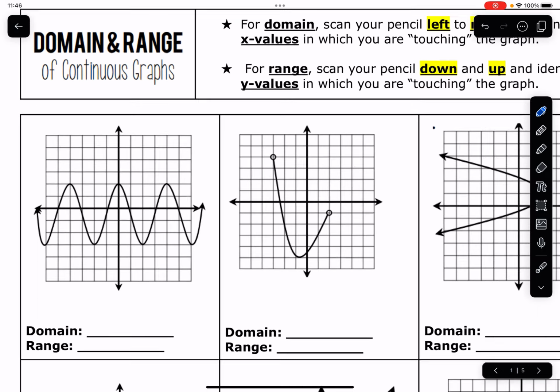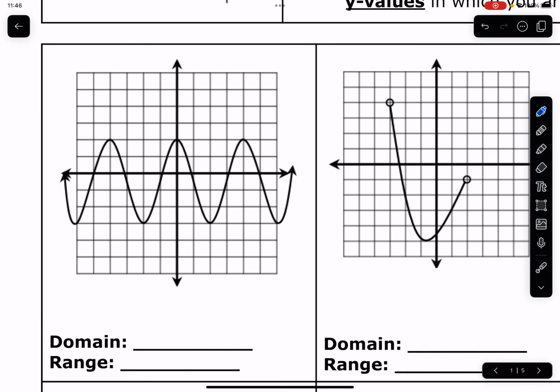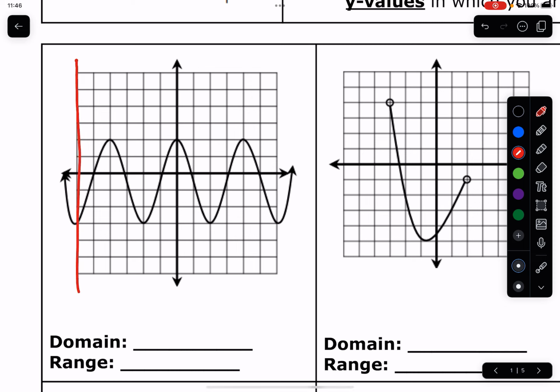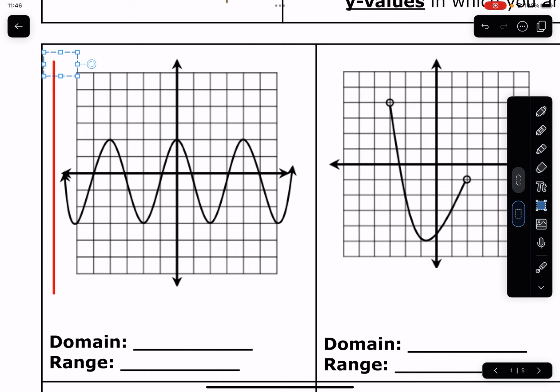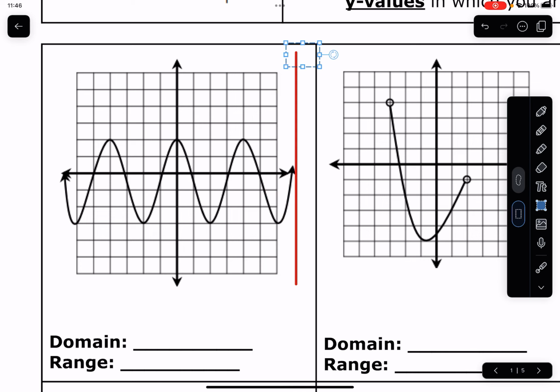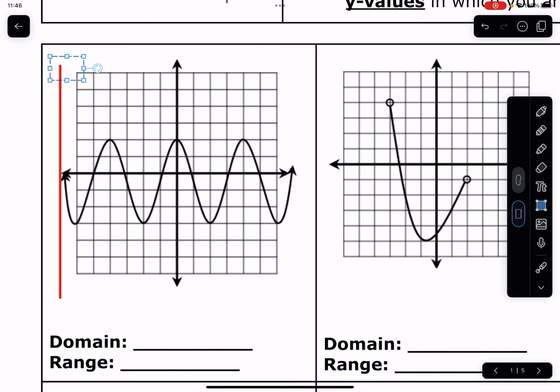So for example, let's look at example number 1. Let me draw a vertical line here in red. Okay, you see that vertical line right there in red. If I was to slide that again from left to right, notice that the graph touches this red vertical line somewhere while I scan from left to right. Now, the arrow indicates that the graph continues moving to the right and also continues moving to the left.